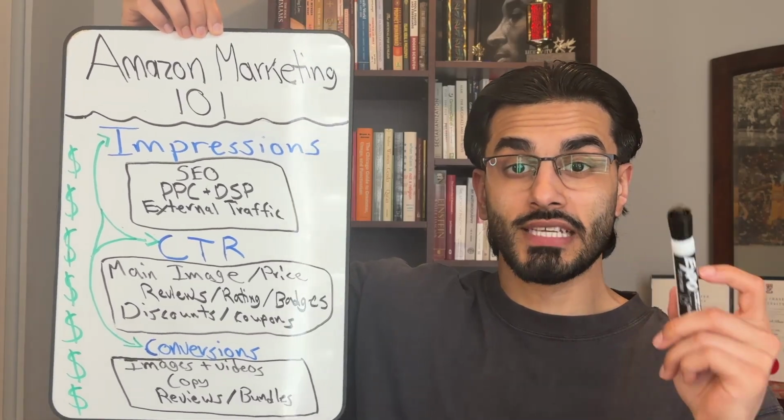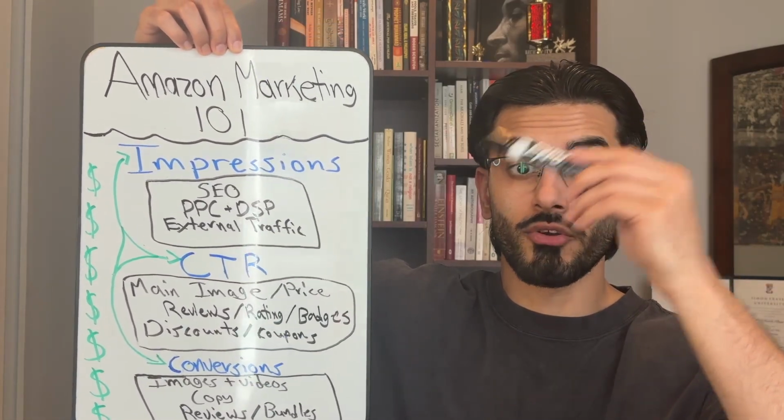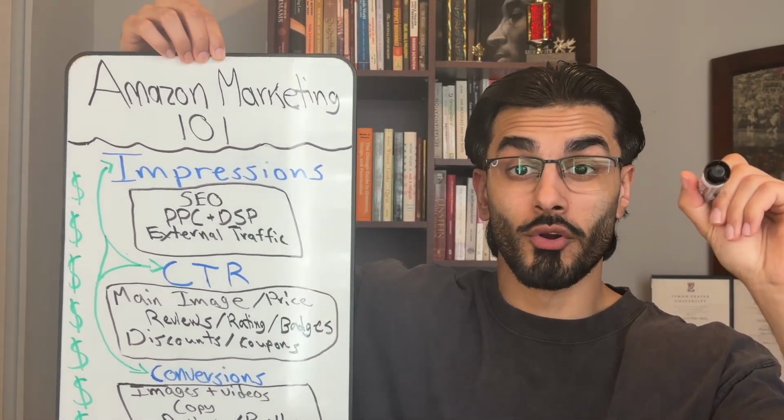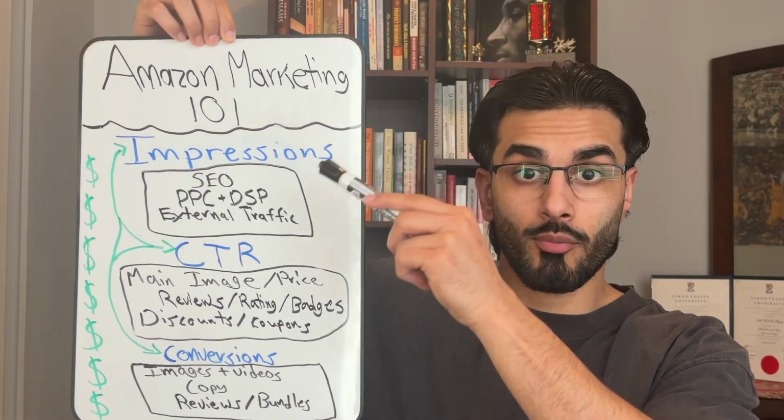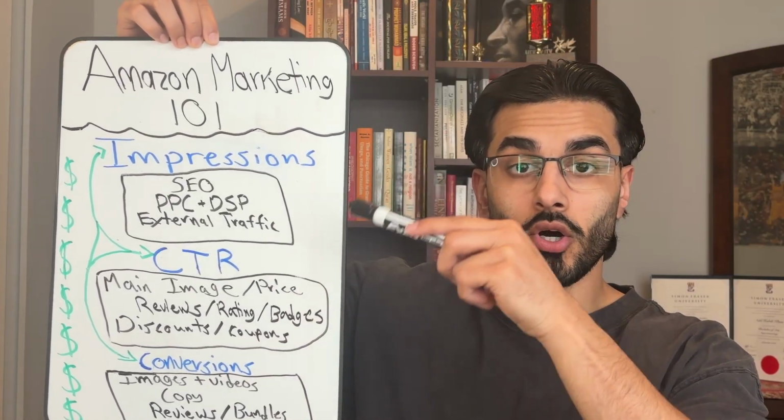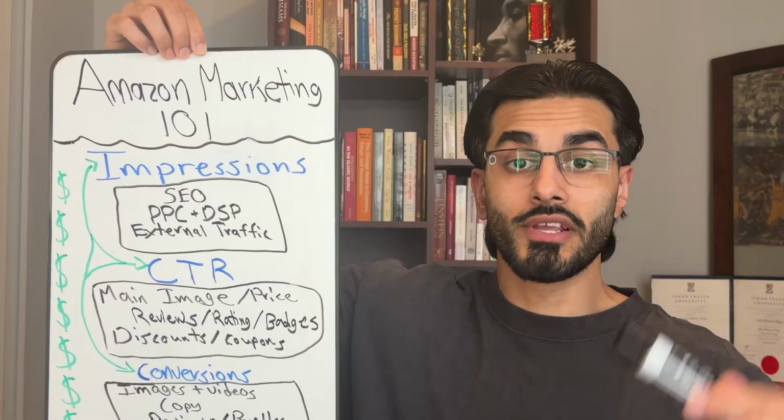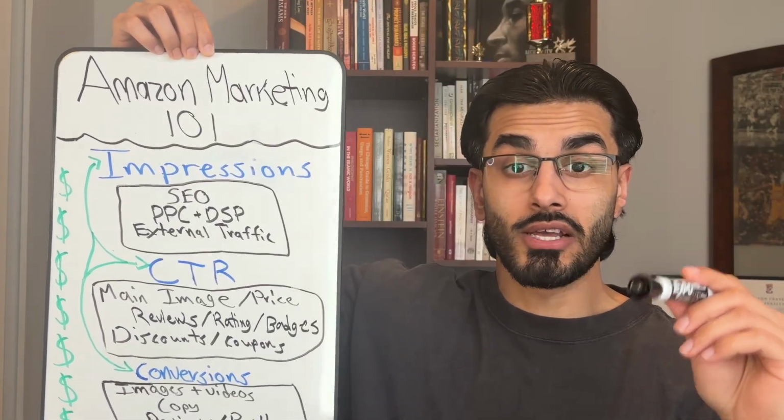If you want to increase your sales on Amazon, follow what I'm about to share with you right now. This is Amazon Marketing 101. Three things we need to understand: impressions, click-through rate, and conversion rates. All of these affect one another in overall improving your sales velocity and your organic visibility on the platform.